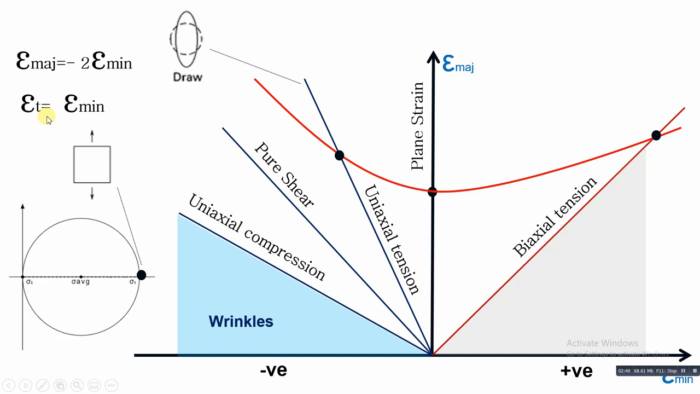All this time we have been talking about epsilon major and epsilon minor as if we have an element of the sheet metal that is exposed to planar stress. We have a sigma x and sigma y, and so we have epsilon x and epsilon y and epsilon z. Epsilon z here is epsilon t. T is for thickness. Okay, so epsilon t plus epsilon major plus epsilon minor must all equal zero. From this relation, we can predict that epsilon t equals epsilon minor in this relation, epsilon major versus epsilon minor here in the case of uniaxial tension. Epsilon t, or the strain in the thickness, will be equal to epsilon minor based on the relation between epsilon minor, epsilon major, and epsilon t.